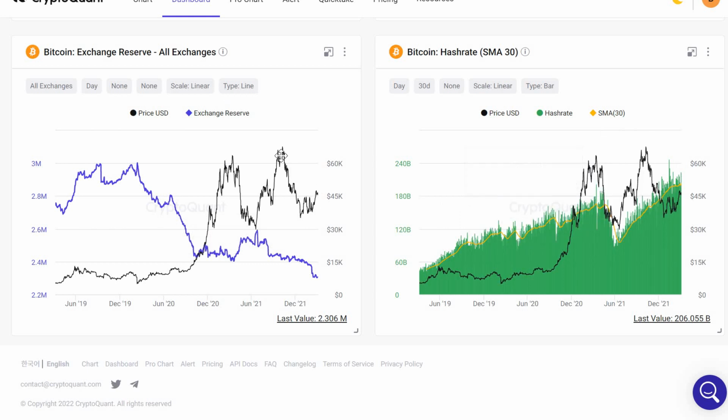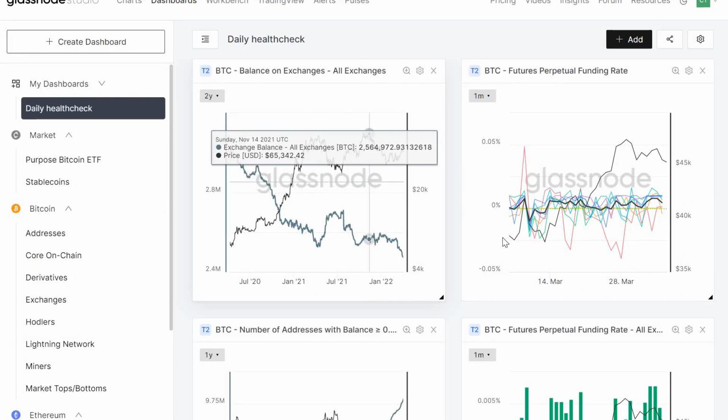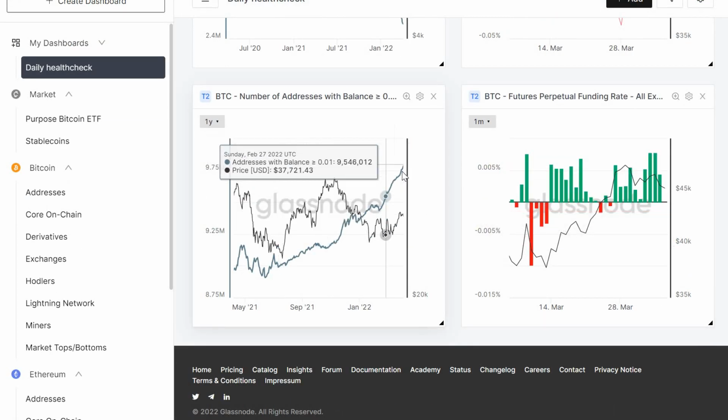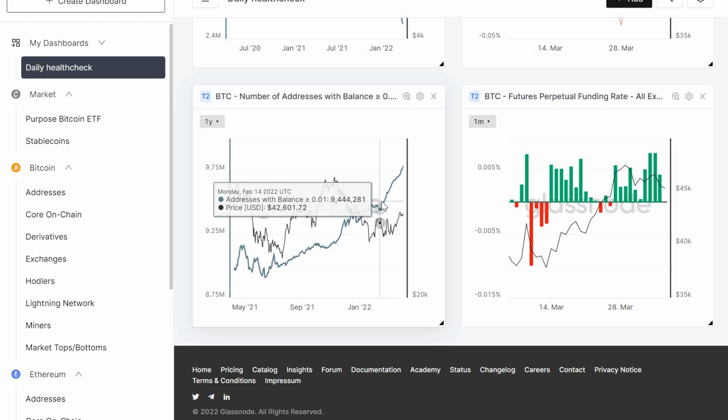The hash rate here on this chart. A lot of the same things over on Glassnode, coins on exchange, funding rate. But in this one, they have a better chart for the number of addresses with a small balance, 0.01 Bitcoin or greater. Now, I use this as a proxy for information about how many participants are active in the market, how many wallets have some skin in the game.